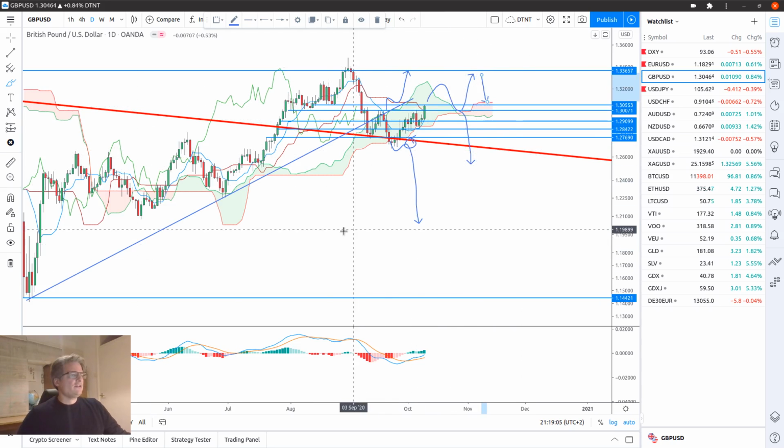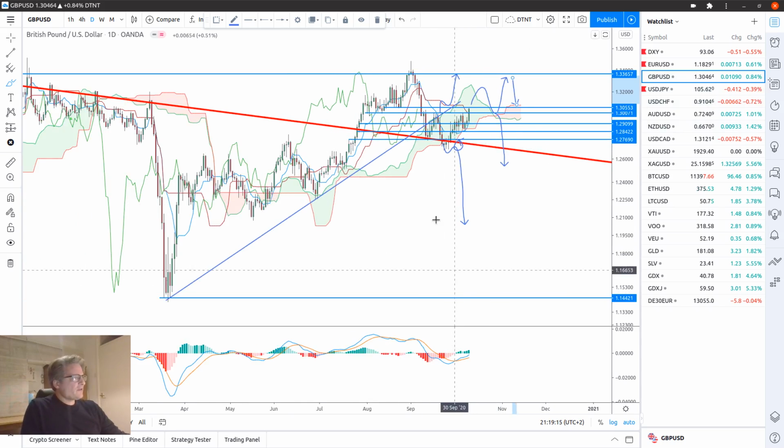So the long story short is that there's more bearish pressure, in my opinion, on the British pound compared to the US dollar. So short is the most probable trade, in my opinion.